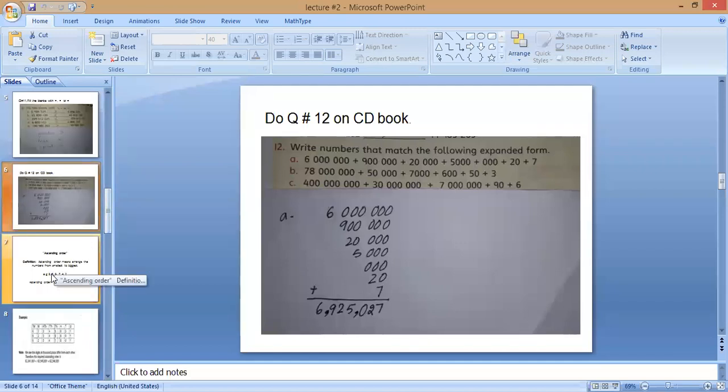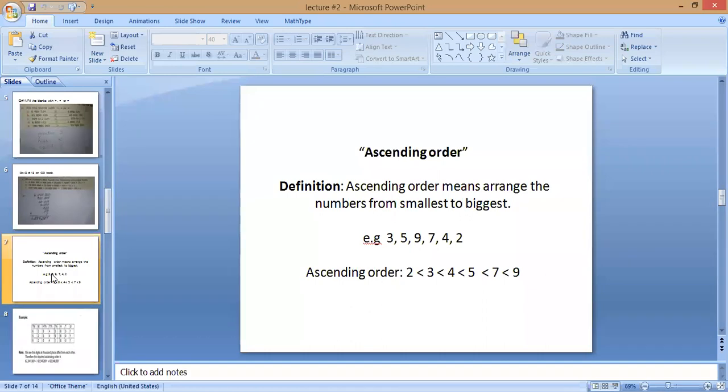Now come to the next one. Yes, ascending order. Its definition of ascending order. Do you know about ascending order? Okay, listen. What is ascending order? Ascending order means arranging the numbers from smallest to biggest. Okay, smallest to biggest. For arranging in ascending order, you will write the numbers smallest to biggest.